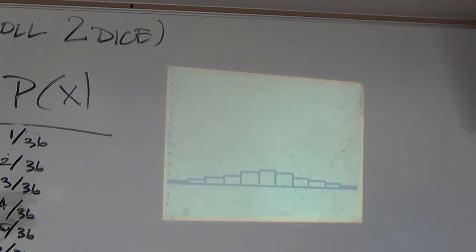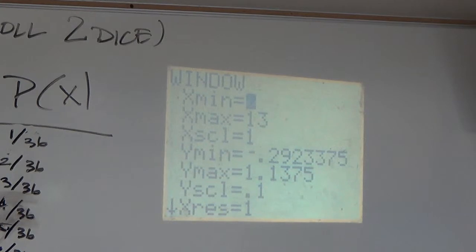There it is. The window still kind of sucks. We want to play with our window a little bit. Looks like it's there. It's your Y min and your Y max. Same as mine. Yours is just a more extreme version. So press the window button again. And now let's look. The X's look great. But the Y's don't anymore.